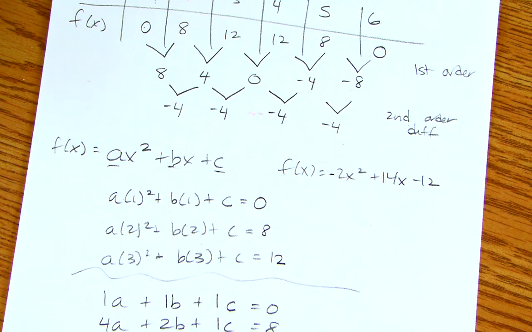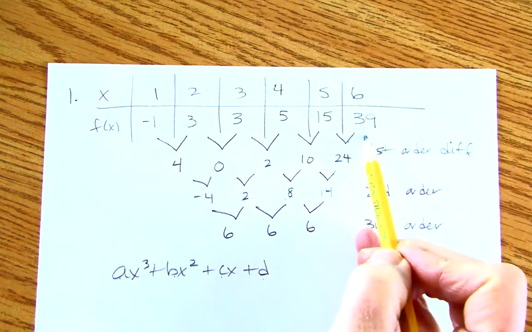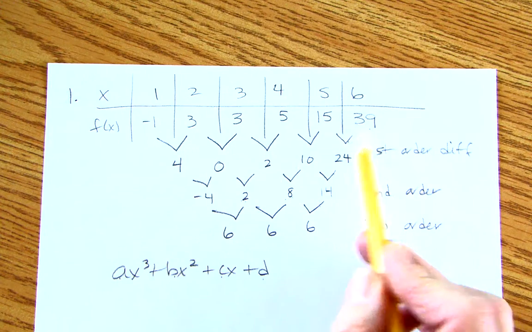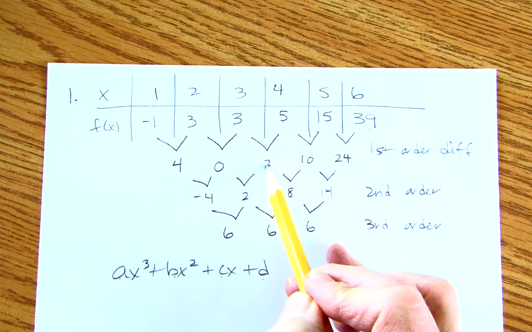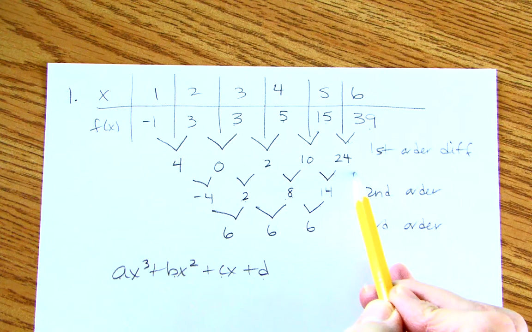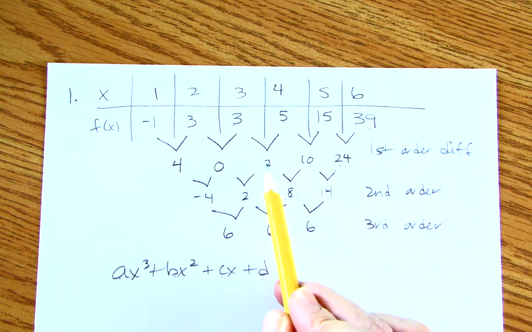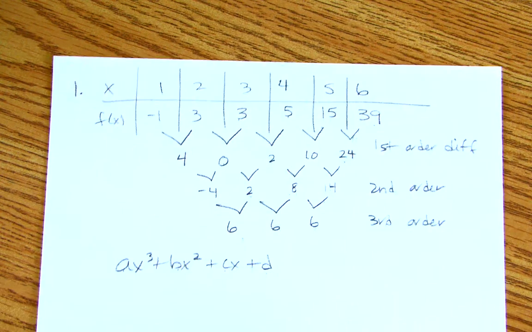So, a more complicated one. I already started because the video would take a long time. But here's my set of points. I did my first order difference. 39 minus 15 is 24. 15 minus 5 is 10. 5 minus 3 is 2. You see you don't get a constant. 24 minus 10 is 14. 10 minus 2 is 8. 2 minus 0. Again, you don't get a constant. By the third order, you get a constant 6.